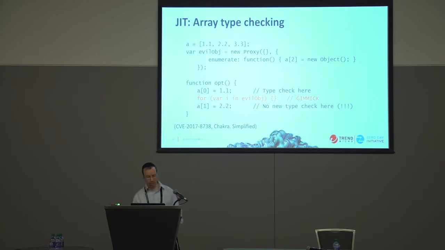Then the gimmick is to run a for-in loop over evilObj. And as we have discussed, the JIT compiler fails to recognize that executing this gimmick, in this case, the empty for-in loop, can have an effect on array A. So it does not protect the final array access with a type check.